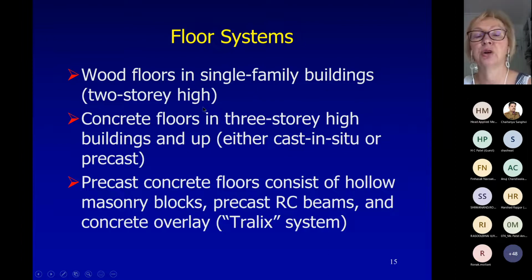Floor systems in Chile, they have wood floors in single-family buildings, or wood roofs in single-family buildings which are 2-story high. So even in confined masonry, they have wooden floors in these single-family buildings. They could have concrete floors in 3-story high buildings and up, which are either cast in situ or precast. They use precast floors, which consist of hollow masonry blocks, precast RC beams, and concrete overlay, and commercially known as trellis system. This system is also very common in Europe.